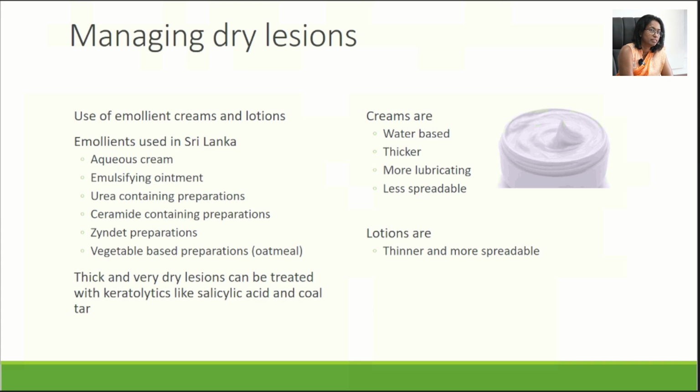Then we use keratolytics like salicylic acid and coal tar, especially when we treat lesions like psoriatic lesions. We use salicylic acid and coal tar to reduce the thickness and the scaling of the lesions. And then we have two other things, creams, lotions and ointments. These are different formulations. Creams are water-based, so they are better for slightly wet lesions.